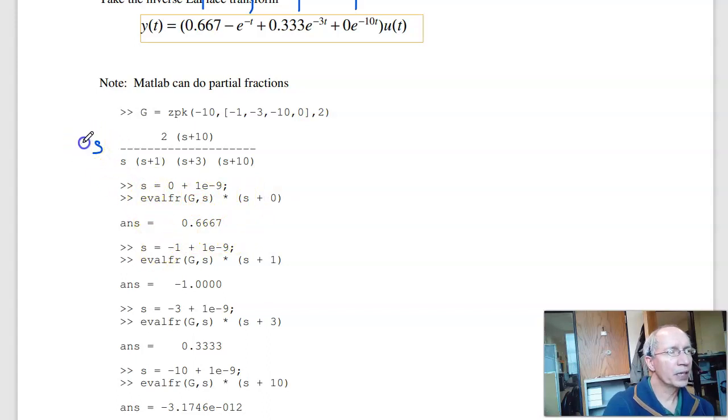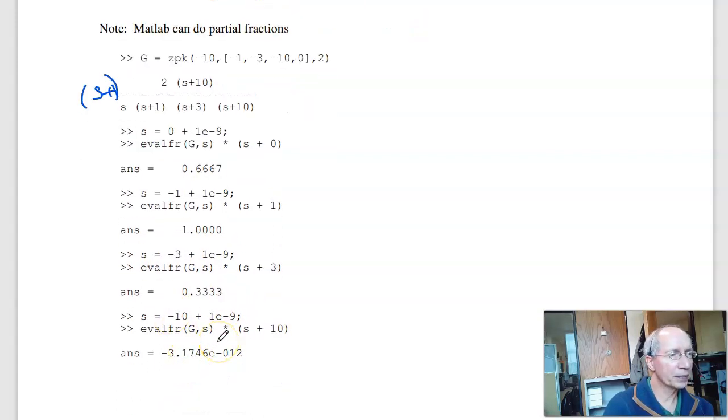To find b, I multiply by s plus 1, evaluated at s equals minus 1 plus epsilon. I get the minus 1, likewise at minus 3 and minus 10. And here I didn't quite get 0. That's just because I'm epsilon away, but you can kind of tell that's basically 0.